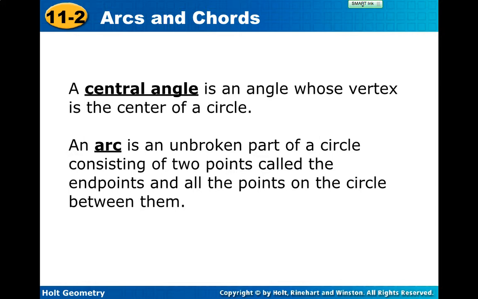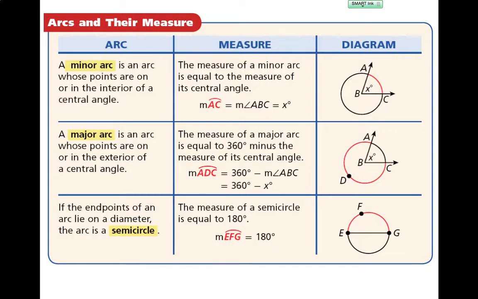Another term today is an arc. An arc is just an unbroken part of a circle. So if the circle is the continuous curve, an arc would be part of that curve. Maybe a fourth of it, maybe half of it, maybe 3/4 of it. But just part of that curve is referred to as an arc. Has 2 points, we'll name it by its 2 points, which are going to be its endpoints, and then all the points on the circle between them. So that's what an arc is, part of a circle.